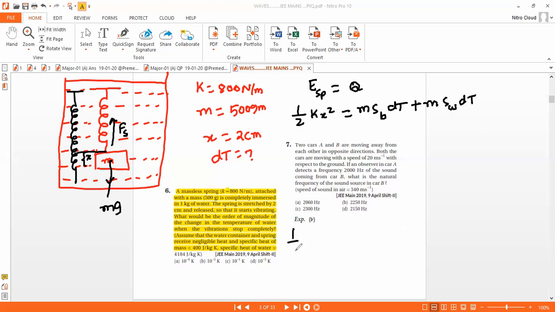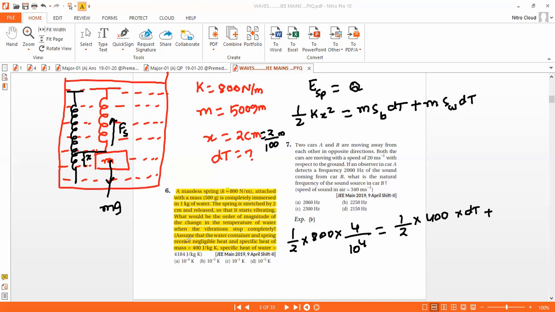That is half into 800 times 2 centimeter, means 2 by 100 meter squared, that is 4 by 10 power 4. The mass of the block they gave us is 500 grams, so I can write 1 by 2, half kilogram. See the given data: specific heat of the mass is 400 times dt. Specific heat of water is 4184.